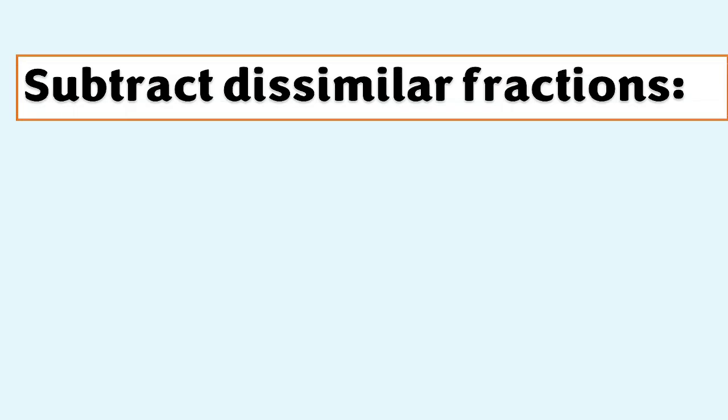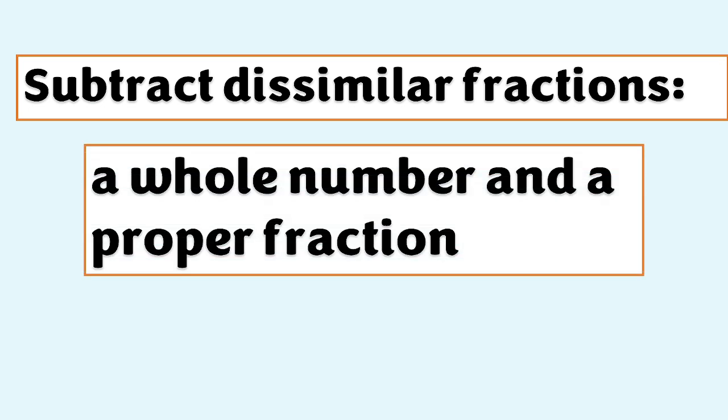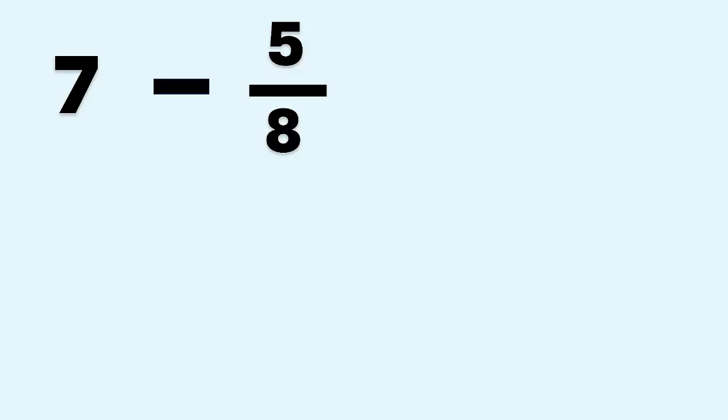Next topic, subtract dissimilar fractions, a whole number, and a proper fraction. Let's solve this. 7 minus 5/8. The first thing that we're going to do is regroup or change our whole number to a mixed number. And the fractional part of that mixed number needs to equal one whole, and we need to keep a common denominator. We have here 8. We have here 7, our whole number. We're going to regroup as 6.